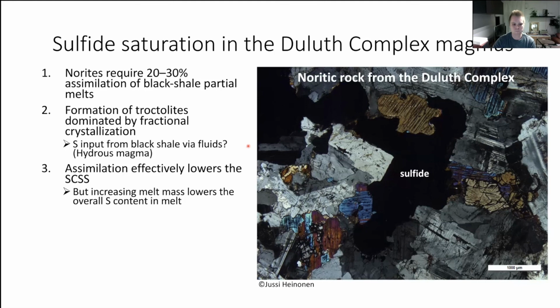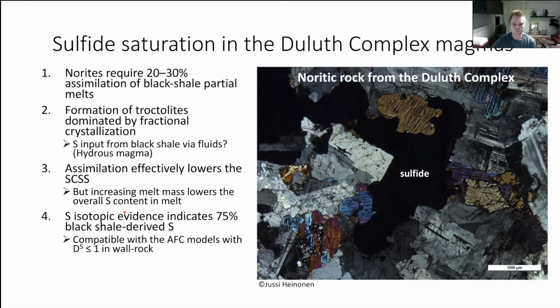Previous sulfur isotopic evidence indicates that 75% of the sulfur within the Duluth Complex deposits comes from the adjacent black shale. And this is compatible with our AFC models, where the partition coefficient of sulfur is about 1 or below that in the wall rock. And lastly, the magma temperature is too low for formation of extensive sulphide melt.